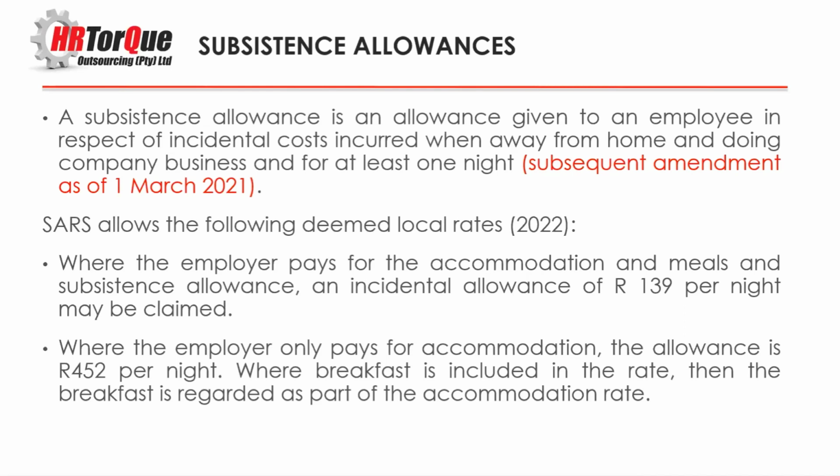So effectively, SARS allows for 2 subsistence rates. They allow for 139 Rand per night for incidental costs. Those are things like tipping, parking, maybe an Uber, the type of expense that you might not get a slip for. And then they allow 452 Rand per night for meals and incidentals. Now, in both cases, it's normally a given that the employer is going to pay for the accommodation in addition to this. So accommodation is not factored into this.